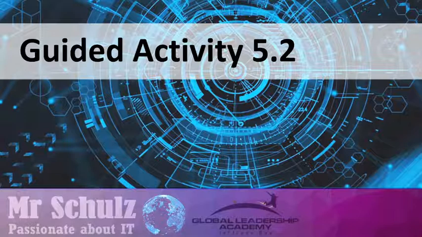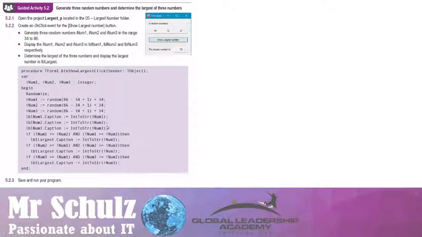So the activity looks as follows. We are asked to open the project largest_p, which is located in the largest number folder of chapter 5, and then we have to click on the on-click event for the show largest number button.